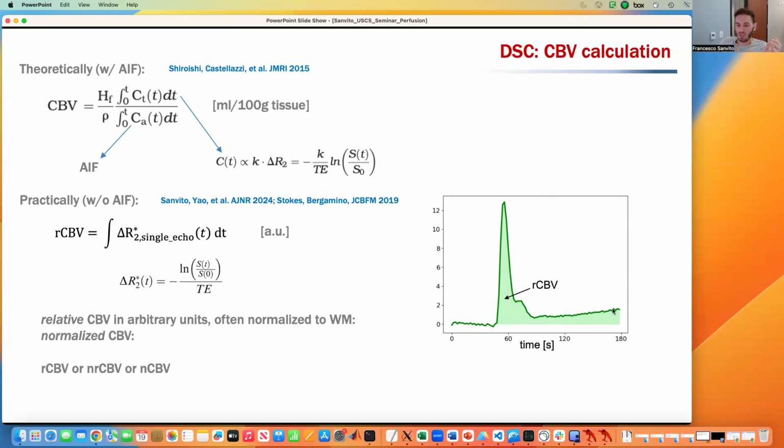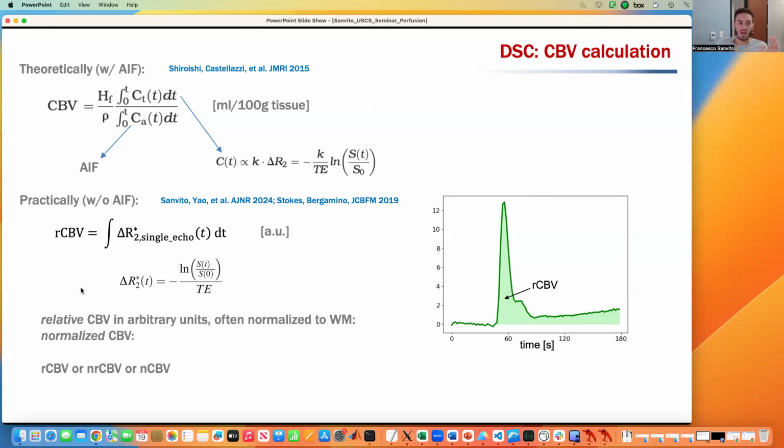And if we calculate the integral, the area under the curve, it's probably something around, let's say, 120 for simplicity. You never see 120 RCBV in an article. This is why the measurement is usually normalized to the white matter or another reference tissue. So we usually use normalized CBV or normalized relative CBV, or sometimes in the articles you will still see RCBV, meaning that it's relative to the white matter.